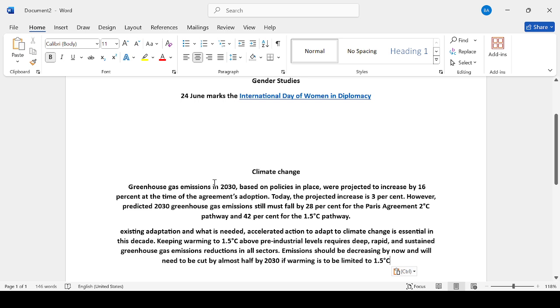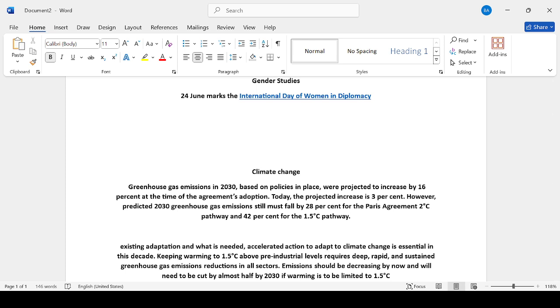So you can minimize it in your own words. This will also save your time. So you can write it in a one-liner. The meaning of this is that greenhouse gas emissions by 2030, based on the policies in place, were projected to increase by 16%. So we can write it like this.